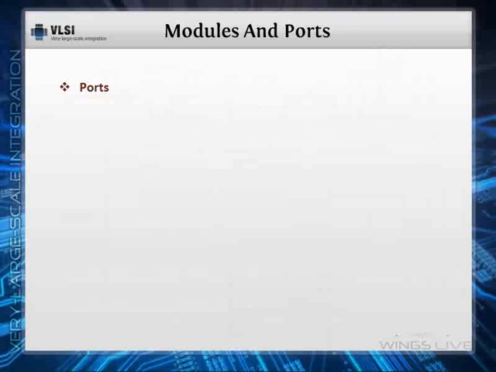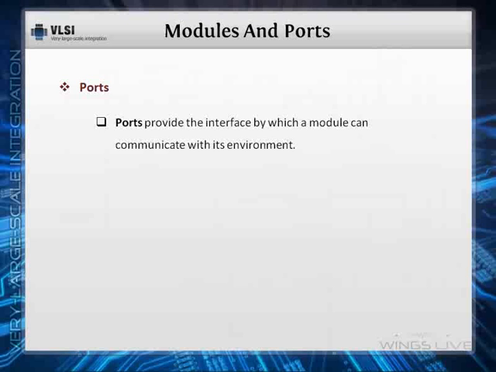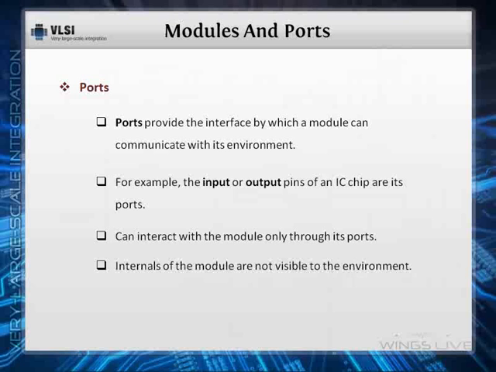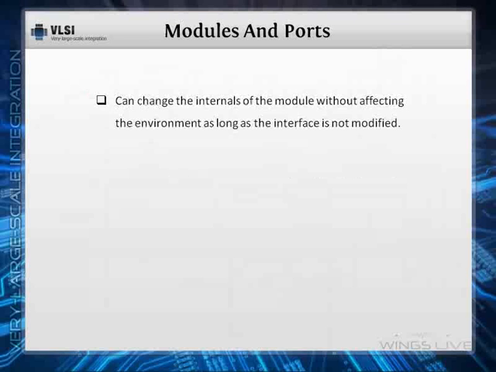Next up, let's talk about ports. Not the kind that you drink, however. Ports provide the interface by which a module can communicate with its environment. For example, the input or output pins of an IC chip are its ports. We can interact with the module only through its ports. We know that the internals of the module are not visible to the environment. This provides very powerful flexibility to the designer. We can change the internals of the module without affecting the environment as long as the interface is not modified.